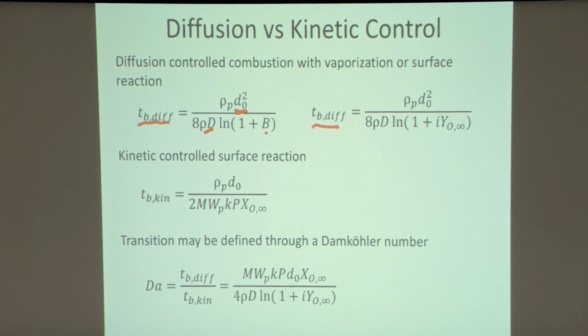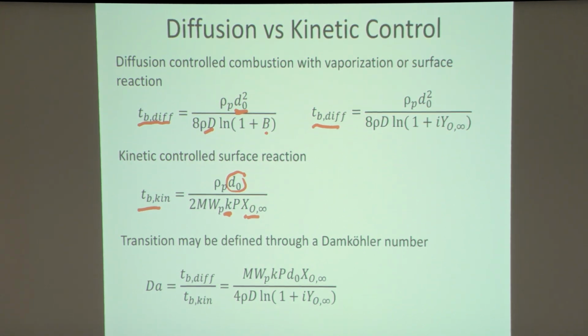Okay, so if I look at the third case on the right of the previous slide, where the reaction at the surface is kinetically controlled and the diffusion is fast relative to that surface reaction, then I'll find the burn time is proportional to the diameter to the first power. And in addition, I'll have the surface reaction rate constant here, which is temperature dependent. It'll also be dependent on how much oxidizer I have in the system itself.